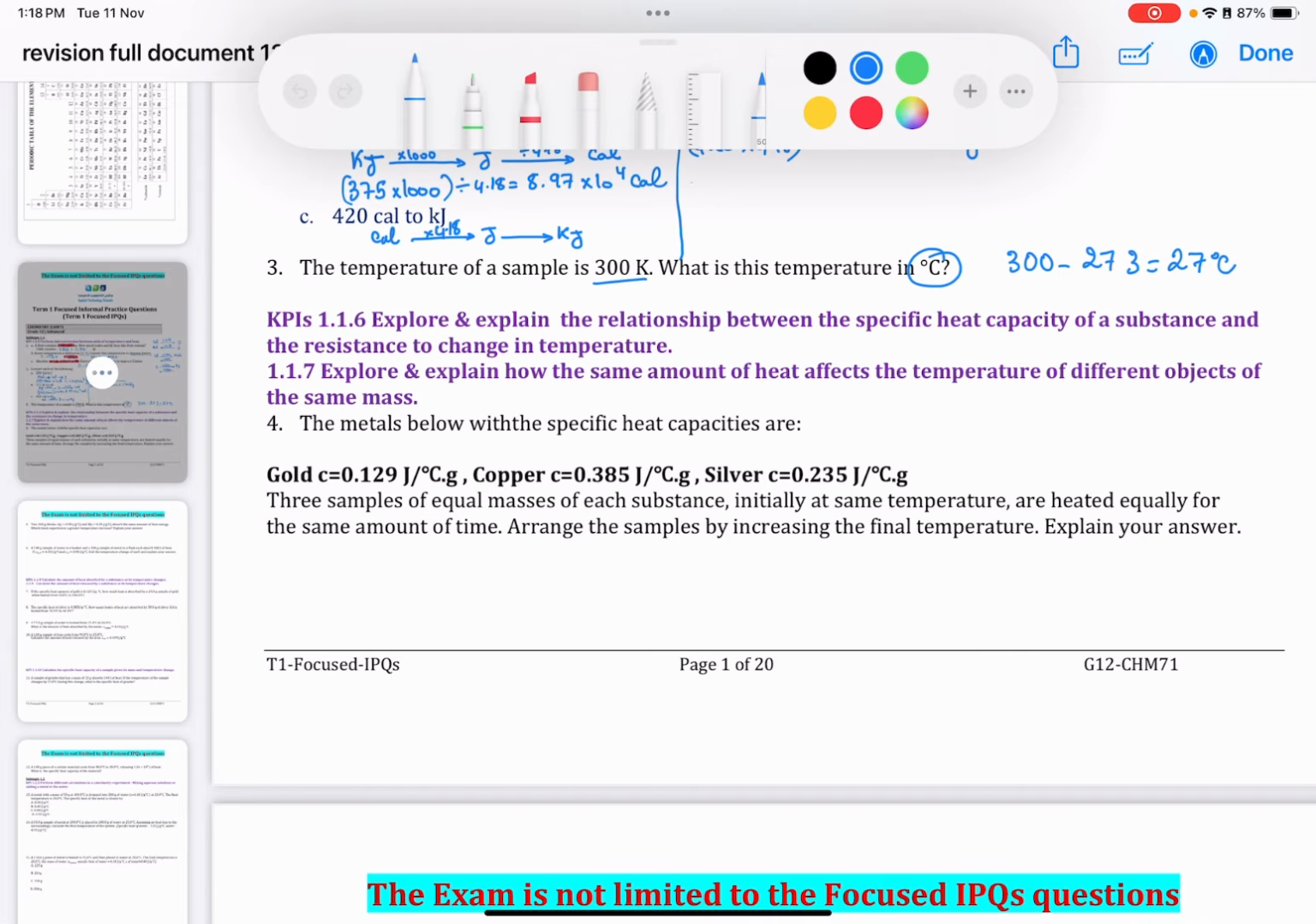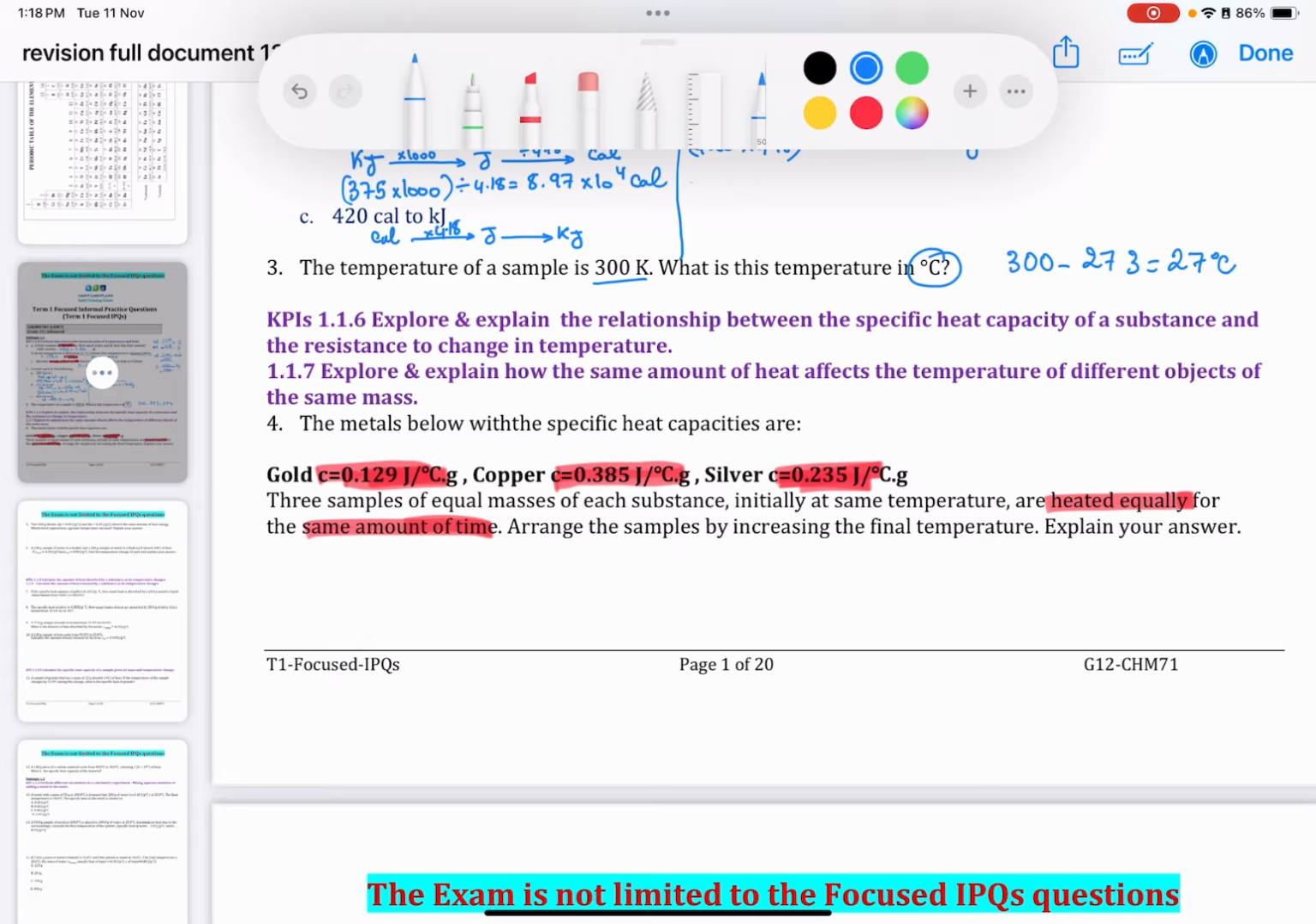So the metals below with the specific heat capacities are gold, 0.129 joule per Celsius gram, copper 0.385, and silver 0.235. Three samples of equal masses of each substance initially at the same temperature are heated equally. So we are giving the same amount of heat to every type of metal, knowing that these metals have the same mass and they were heated for the same amount of time. Arrange the samples by increasing the final temperature and explain your answer.